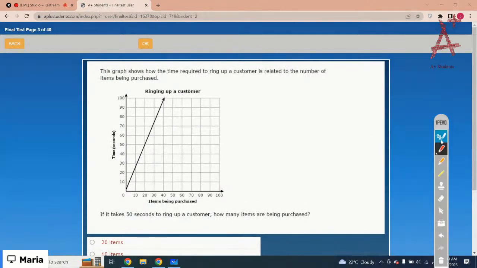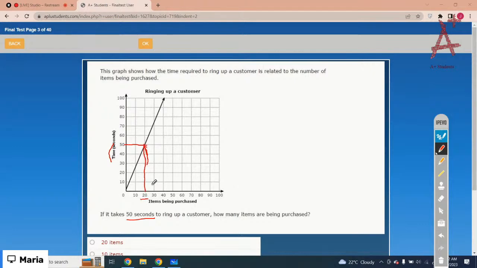Okay. This graph shows how the time required to ring up a customer is related to the number of items being purchased. If it takes 50 seconds to ring up a customer, how many items are being purchased? Okay, here is the time, 50 it is. Just match it to the x-axis. So when you match it to the x-axis, it would be 20.